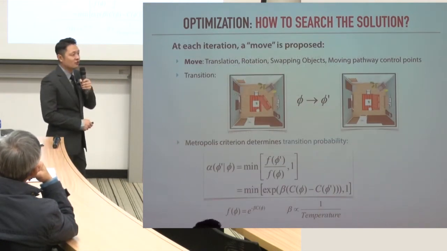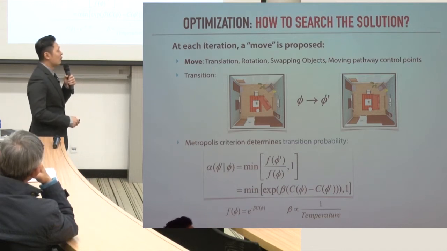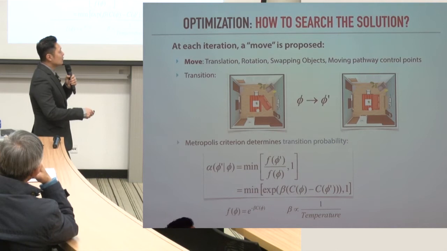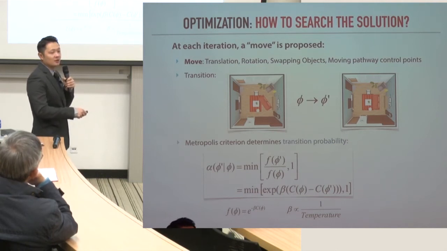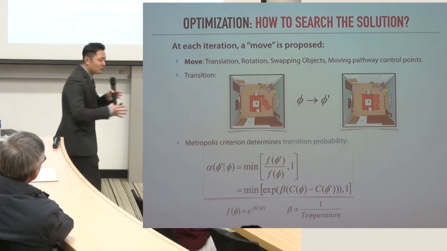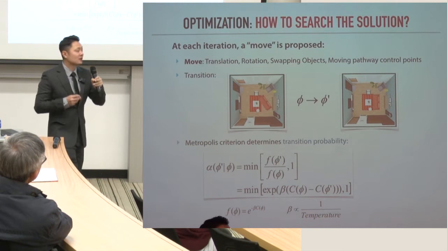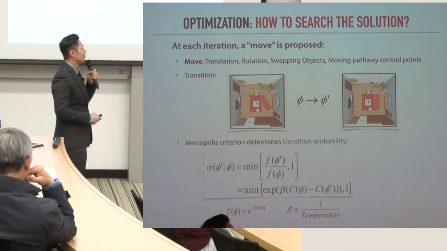And how do we change the configuration? At each iteration, a move is proposed. After a move, you change from the current arrangement phi to a new arrangement phi prime. The move could be that we translate a furniture object, rotate an object, swap objects, or move the pathway control points.